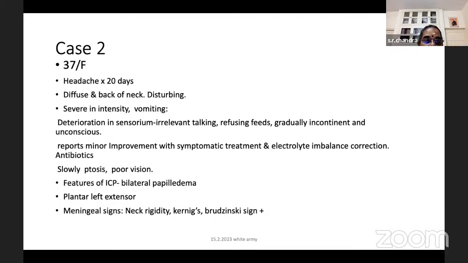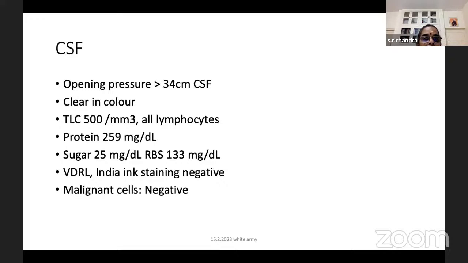The patient slowly develops blindness. He developed drooping of eyelids, and he develops raised intracranial pressure. Plantars become extensors, and meningeal signs are present. And opening pressure is elevated. CSF color is clear. In acute bacterial meningitis it is always cloudy, and in chronic meningitis it can be clear. Total count is around 500, all lymphocytes, protein is 259. Sugar is 25 milligram as against a blood sugar of 133. VDRL negative, malignant cells negative.